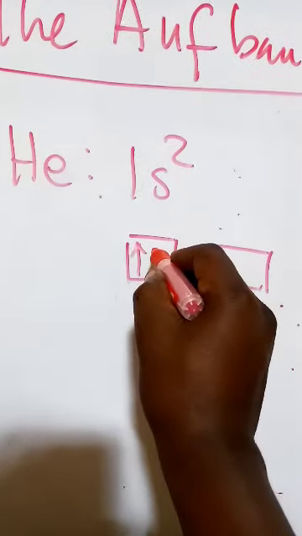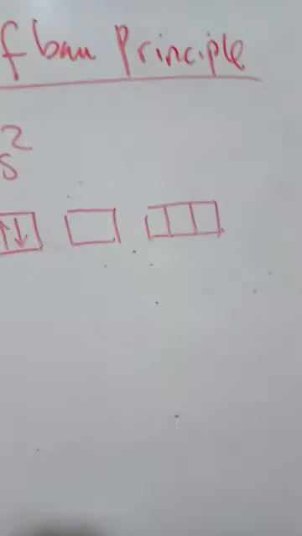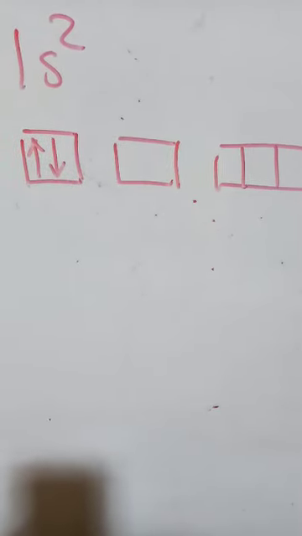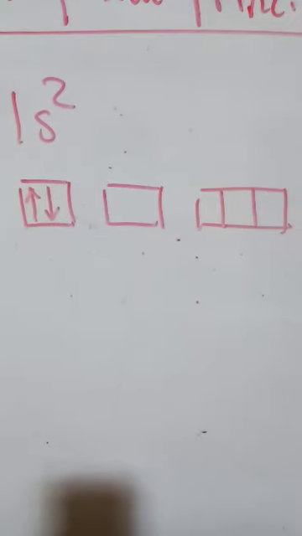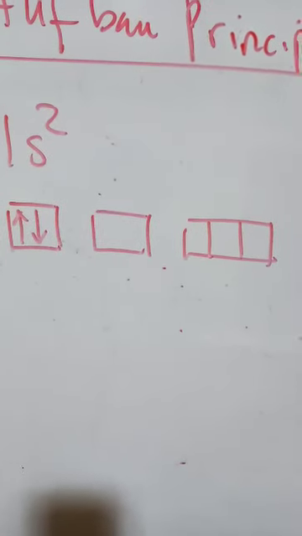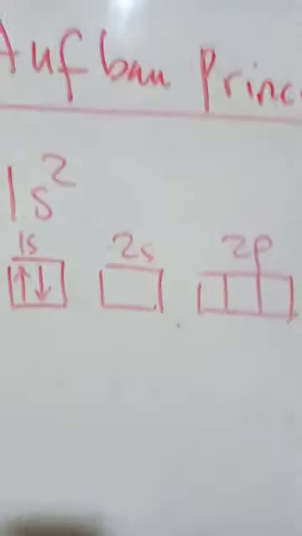Using the orbital diagram, we have the spin up and there's another electron pointing down, following the Pauli exclusion principle. Two electrons with opposite spin can occupy an orbital according to the Pauli exclusion principle. So this is our 1s, then 2s, then 2p.